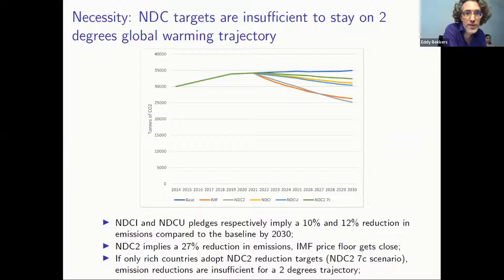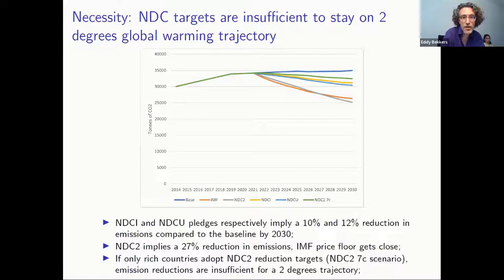I present the necessity. So what do we see? We see in blue, if we would do nothing and be on a baseline, then to get on NDC2, we need a certain carbon price. But we see that we could realize by and large the same reduction in emissions with this IMF proposal of a $25, $50 or $75 carbon price, depending on the level of income.